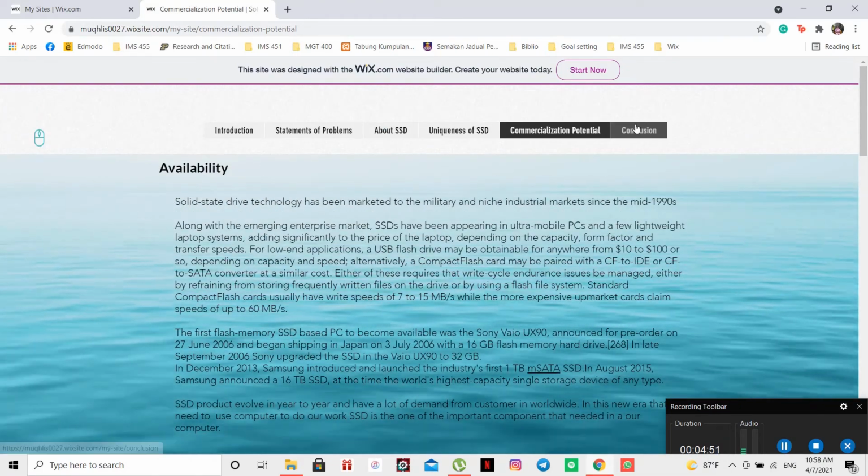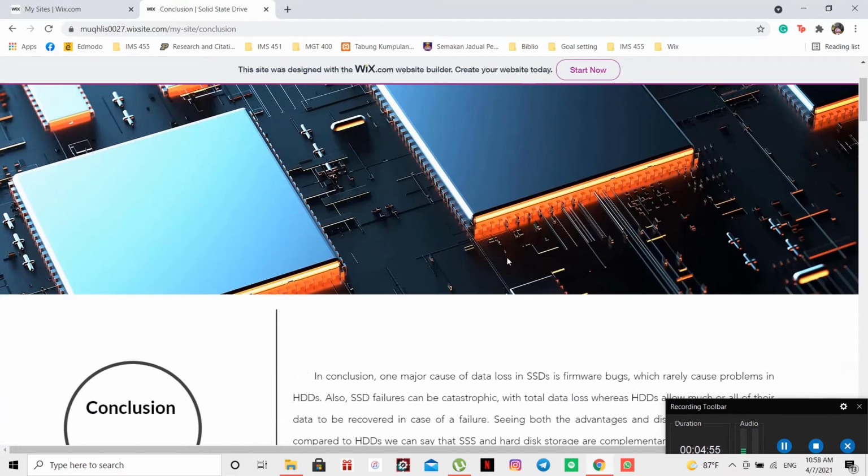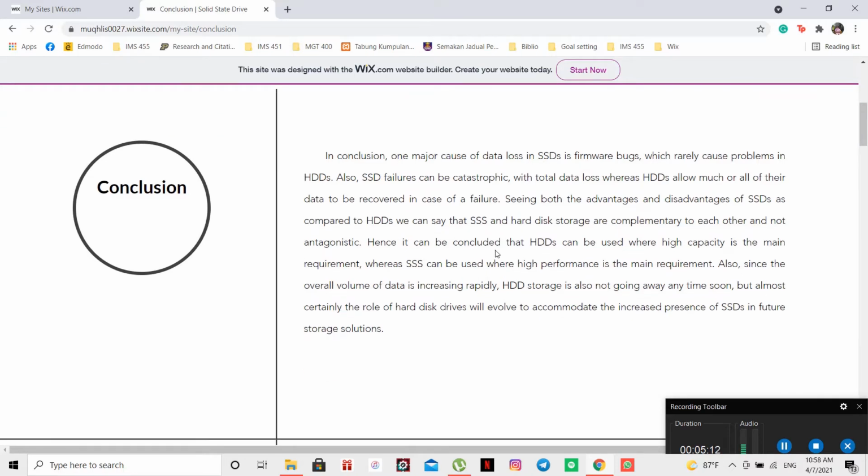Then last but not least, we concluded this topic today by explaining to you that one major cause of data loss in SSDs is firmware bugs, which rarely cause problems in HDDs. Also, SSD failures can be catastrophic, with total data loss, whereas HDDs allow much or all of their data to be recovered in case of a failure.